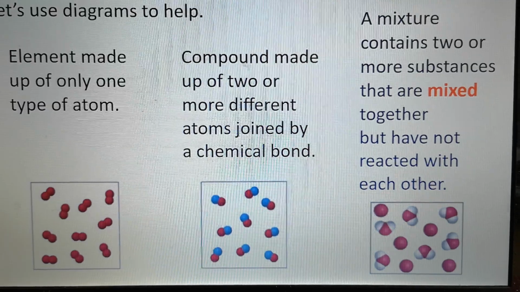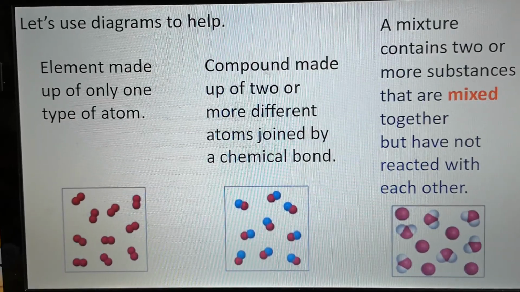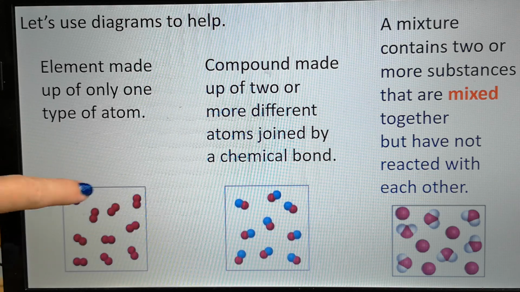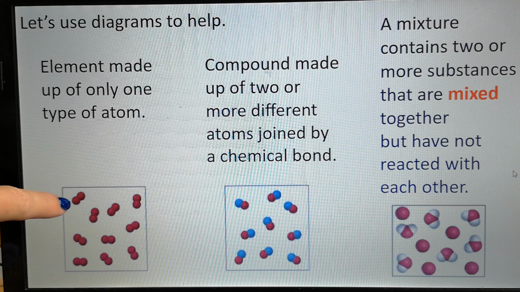Hang on a second, I'm just going to move the camera a little bit so you can see everything. There we go. Okay, so if we had a picture of elements and we were using particle diagrams like you did way back at the beginning of Year 7, using the particle diagram, you can see this is an element, and you know that because all the balls are the same colour.